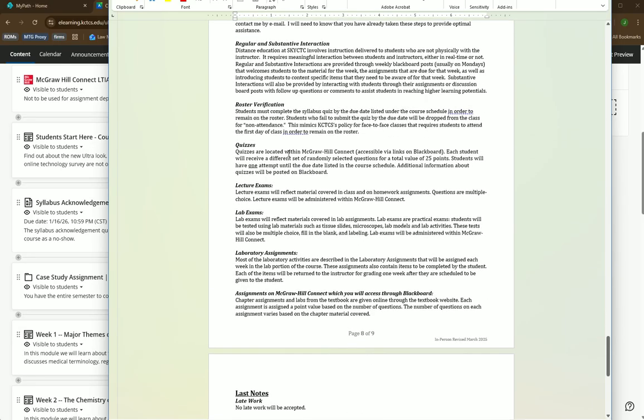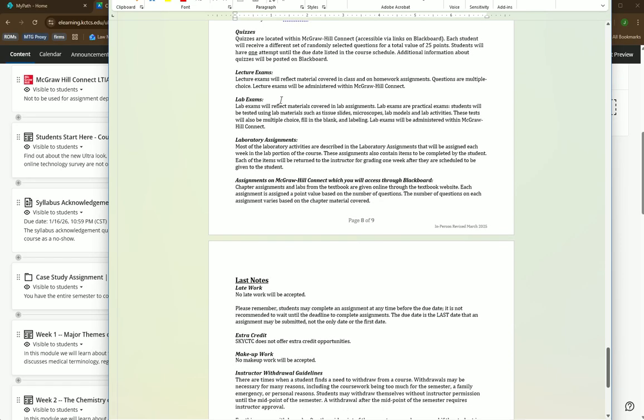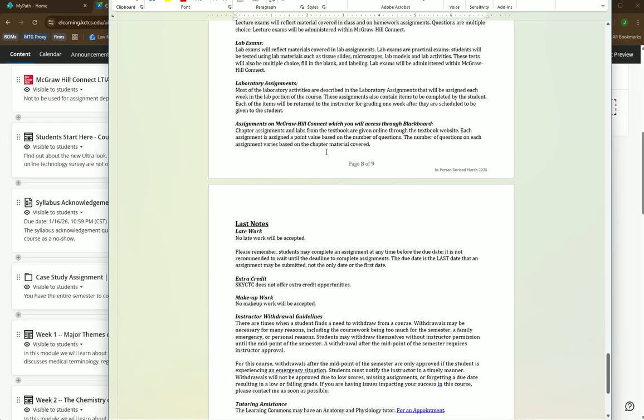Quizzes I talked about, lecture exam I talked about, lab exams are called practicals, and you'll have 3 throughout the semester. You won't have a final lab practical. You just have 3 sectioned out throughout the semester. Lab assignments, so those are going to be the labs that you do weekly.